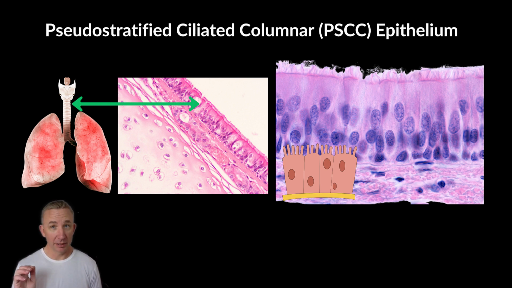pseudostratified. Remember, it looks like it is multiple layers, but all my cells are essentially connected to my basement membrane at that basal surface. It just appears that way. So there are active cells. Remember, when we have those columnar cells, more ability to conduct activity. We often refer to PSCC as our respiratory epithelium, and I'm showing it because we see it in the trachea.